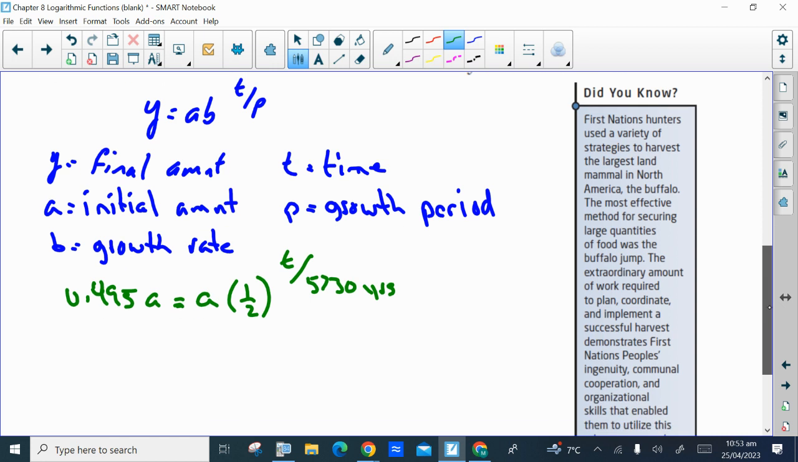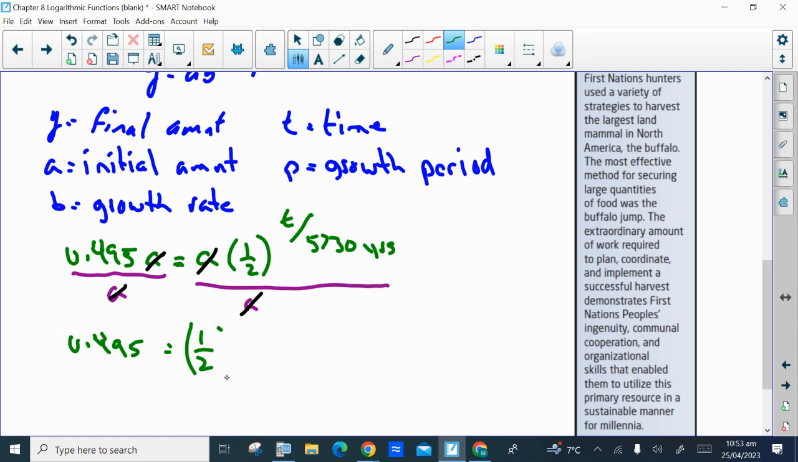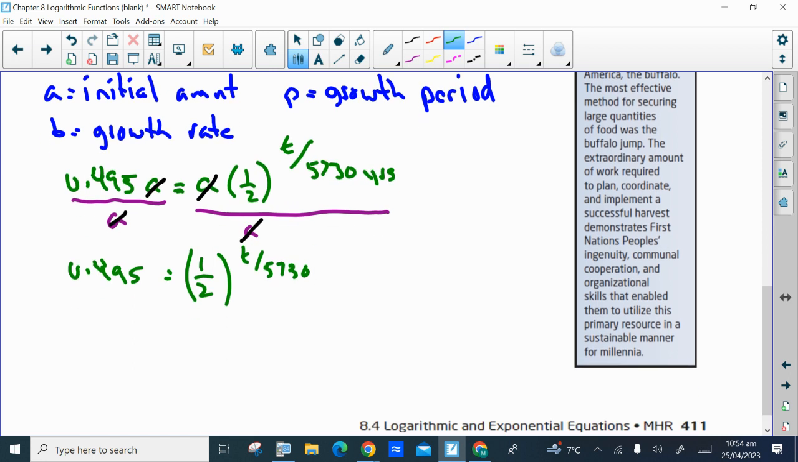So we need to solve for T. In this case, we can divide both sides by A. We have a factor of A on both sides, and they will cancel on the right and the left. So we're left with 0.495 equals 1/2 to the power t over 5730. And we need to solve this exponential equation for t.